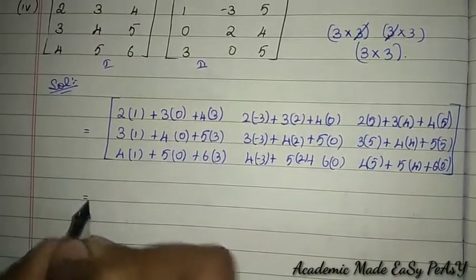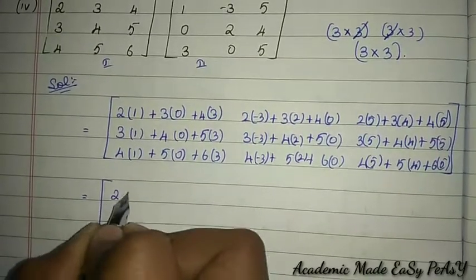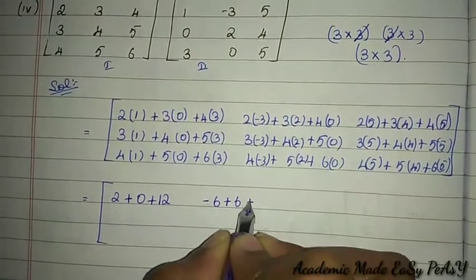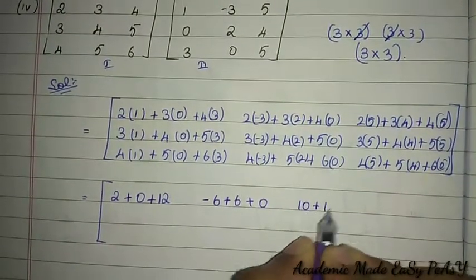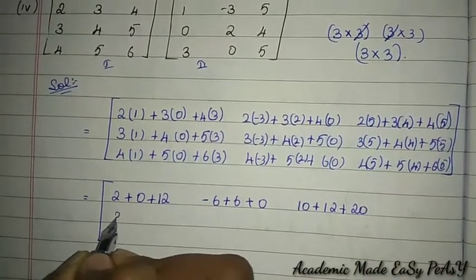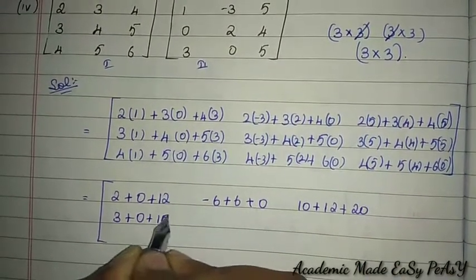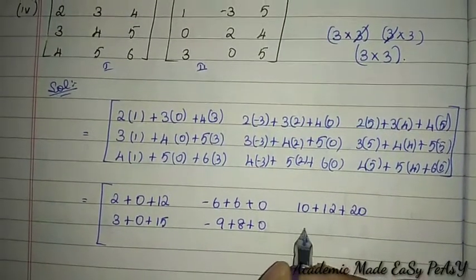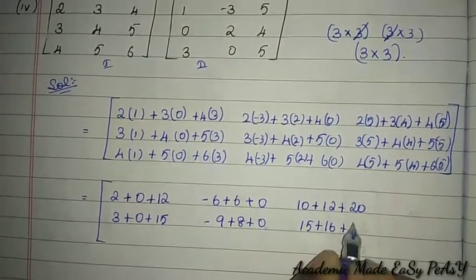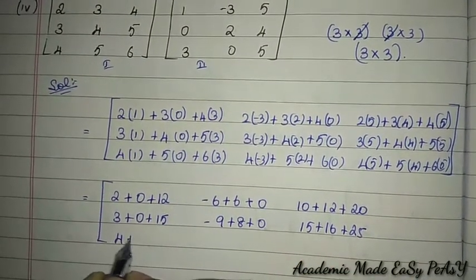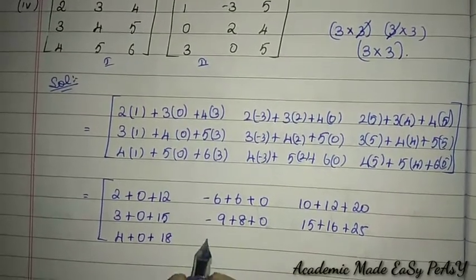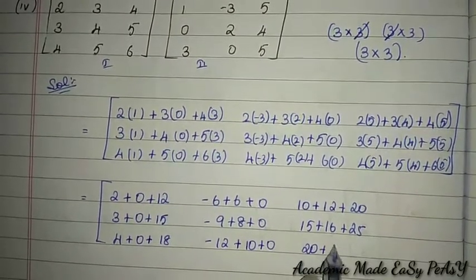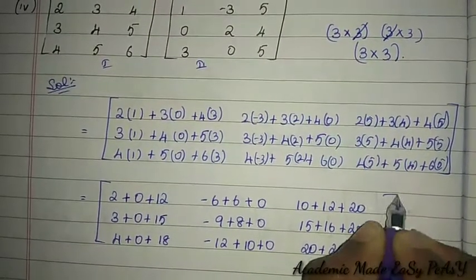So now I will have my matrix as 2 plus 0 plus 12, minus 6 plus 6 plus 0, 10 plus 12 plus 20, 3 plus 0 plus 15, minus 9 plus 8 plus 0, 15 plus 16 plus 25, 4 plus 0 plus 18, minus 12 plus 10 plus 0, 20 plus 20 plus 30.